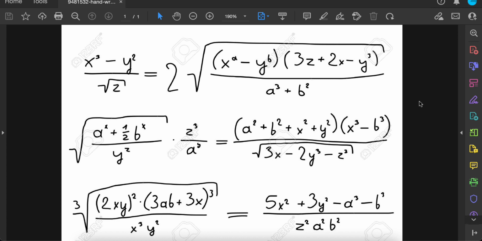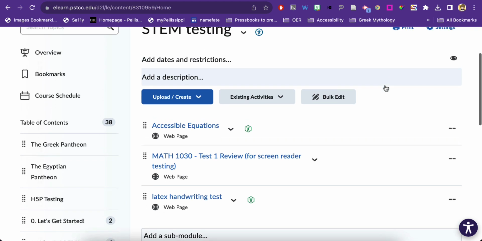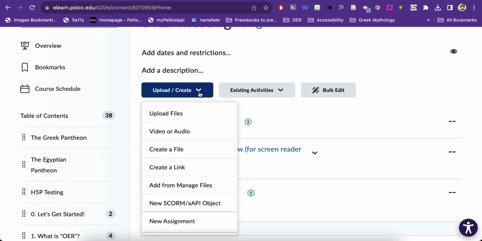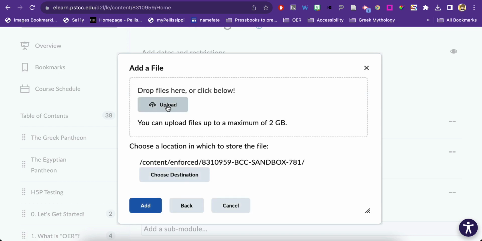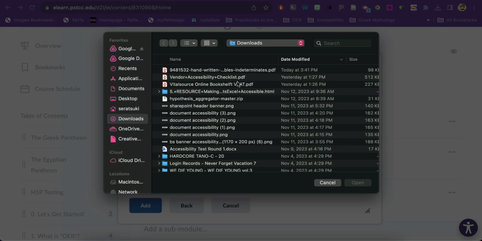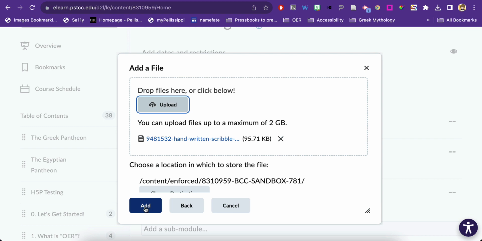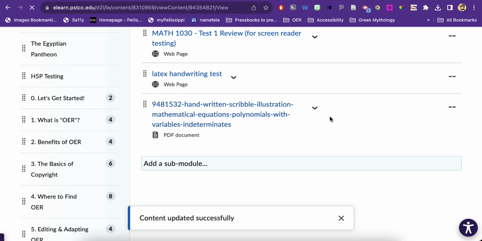So I downloaded this image. I converted it to PDF because that's the only way that Panorama is going to look at this to give us any information about alternative formats. So now I'm going to go back to my Brightspace and I'm in my sandbox to do some testing here. The first thing I'm going to do is upload that PDF file. I'm going to go to my computer, upload. Here's the PDF of that handwritten math. Go to add, and there it is.